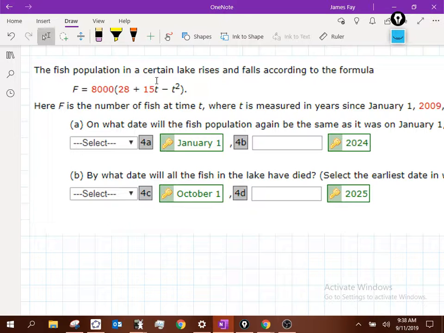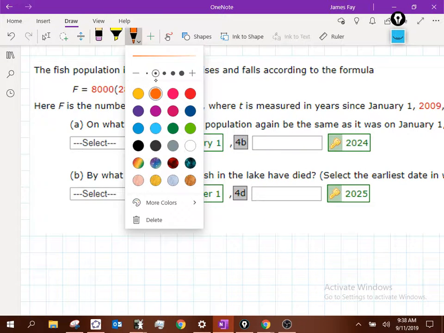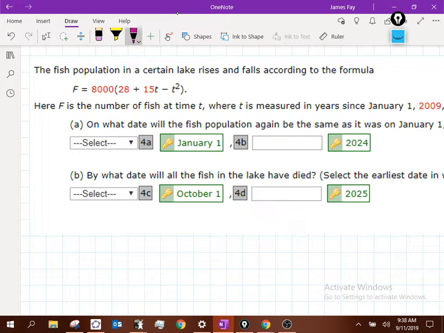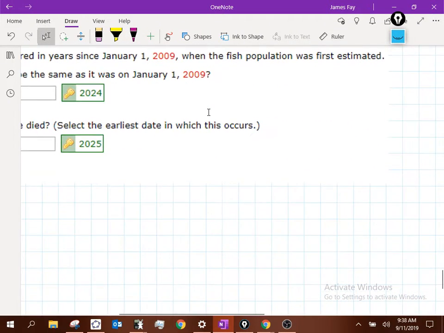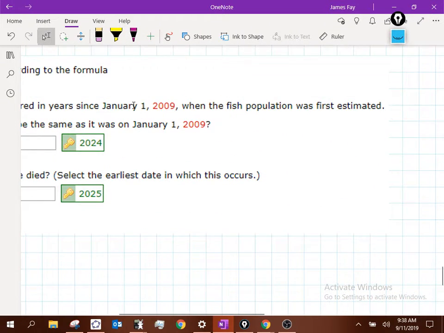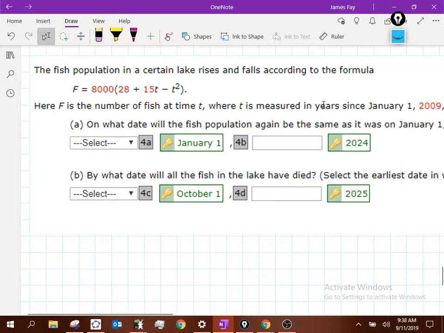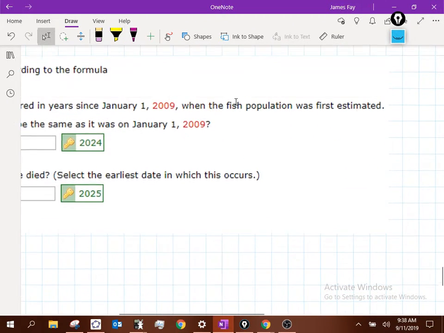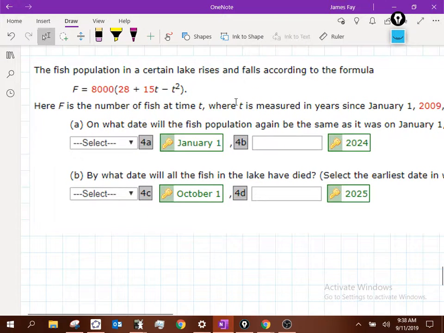So it says the population can be modeled by that, okay, and it says F is the number of fish at time t, where t is measured in years since January 1st, 2009, when the fish population was first estimated. It says, on what date will the fish population again be the same as it was on January 1st, 2009? Okay.